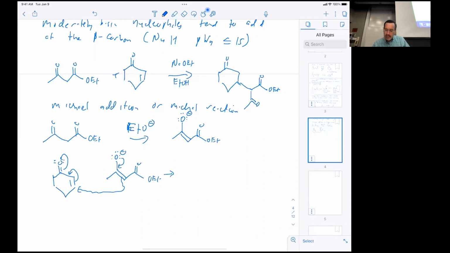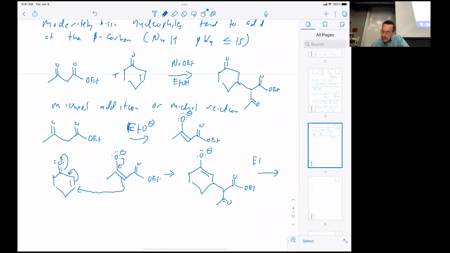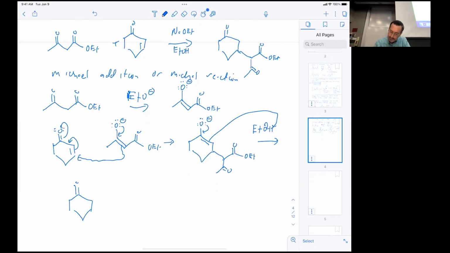The overall result, if we trace our electrons at this point, is we now have a single bond to the oxygen that used to be a carbonyl. We have a double bond here. In other words, we have an enolate. We now have a carbon-carbon bond between what used to be ethyl acetoacetate and what used to be cyclohexenone. And at this point, our enolate can protonate, like so, to generate more ethoxide.